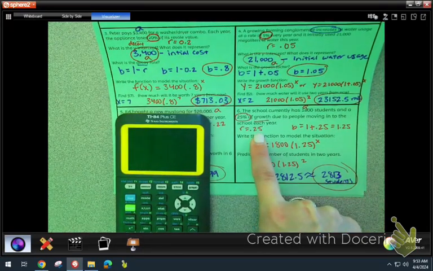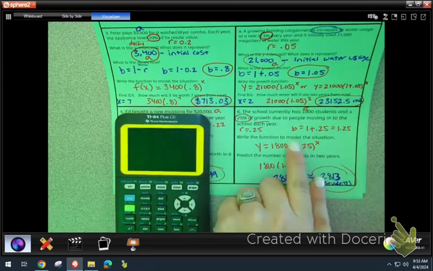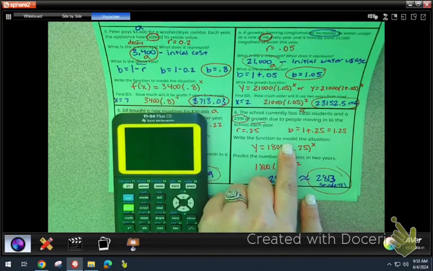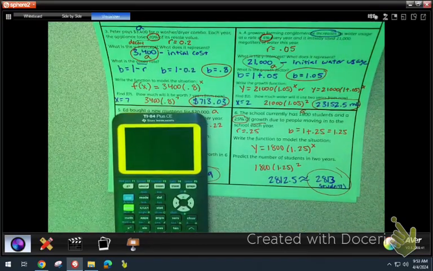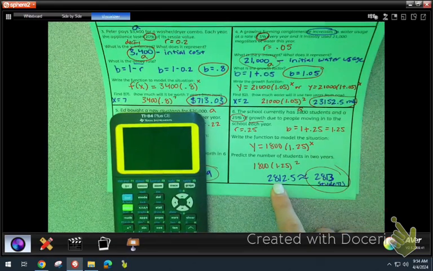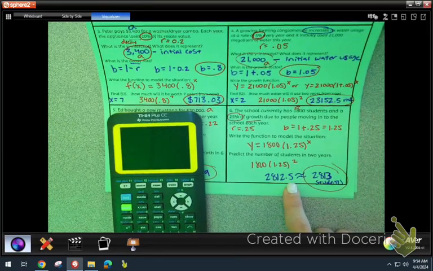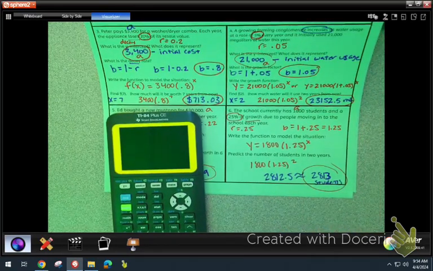If you didn't put 1 plus in front of that, would that give you a growth problem? No. If you just put 0.25 there, would that be a growth? No. That's why you have to go and put that 1 plus or 1 minus. Now it makes sense it's growing because it's bigger than 1. Now, this gave us this decimal, but we're talking about students. We're not going to have half a student, so that's why I just rounded up to 2813.